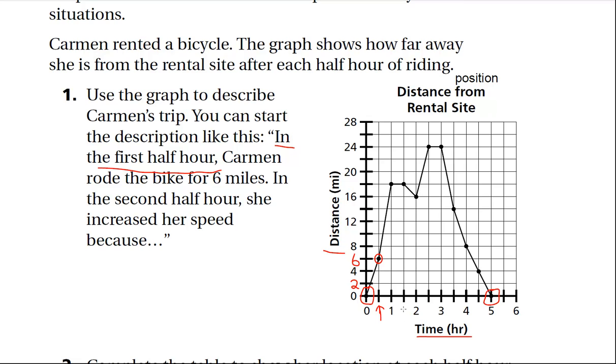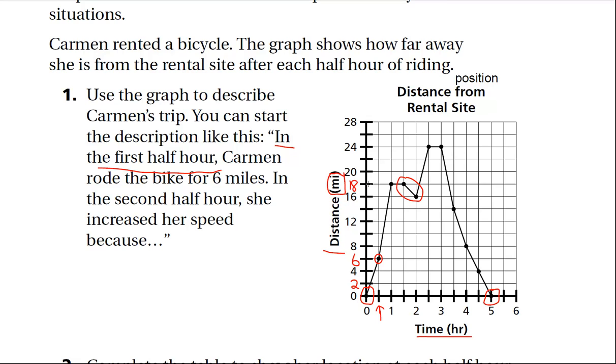Alright, makes sense? And so you can see that first half hour Carmen went 6 miles, and the second half hour she traveled all the way up to 18 miles. Here it looks like she stayed in the same position, so maybe she took a rest, took a drink of water, I don't know. And then here's something interesting, this section here.